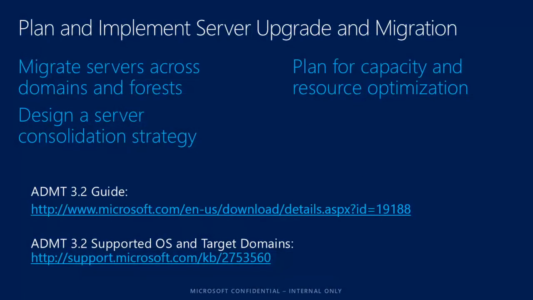Migrating servers across domains and forests. Designing a server consolidation strategy. I apologize that I appear to just be reading these slides. I know you can read them as well, but I'll try to add vocal emphasis on certain things. Planning for capacity and resource optimization. And this one is a lot around ADMT 3.2, so there are some links here for the guide and supported OS and target domains. If I was writing the questions for this exam, that would certainly be an area I would dig into, find some distinctions, and write a question or two around.